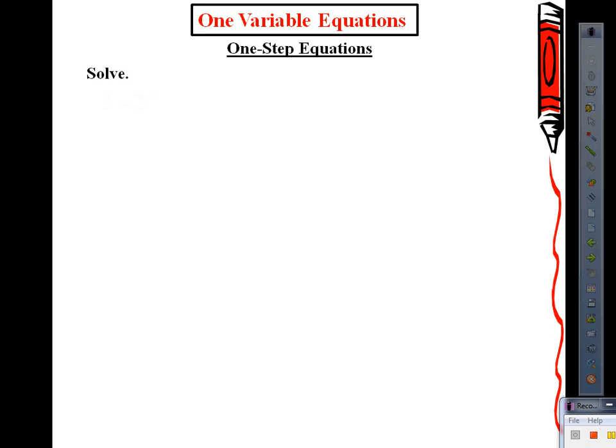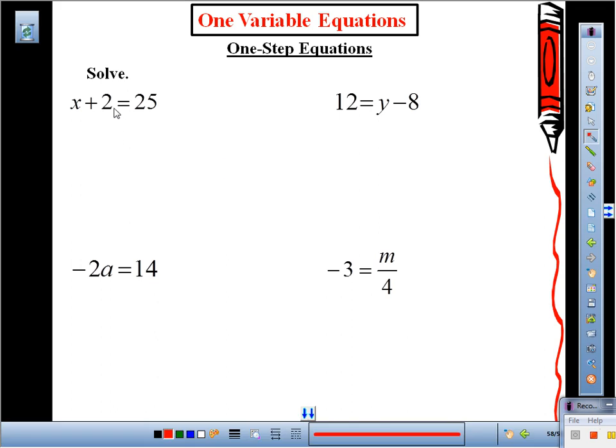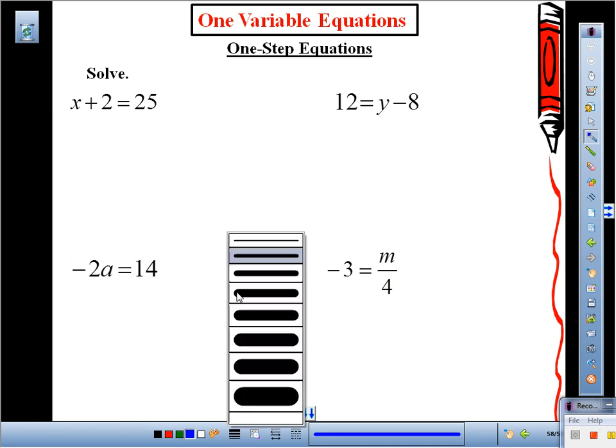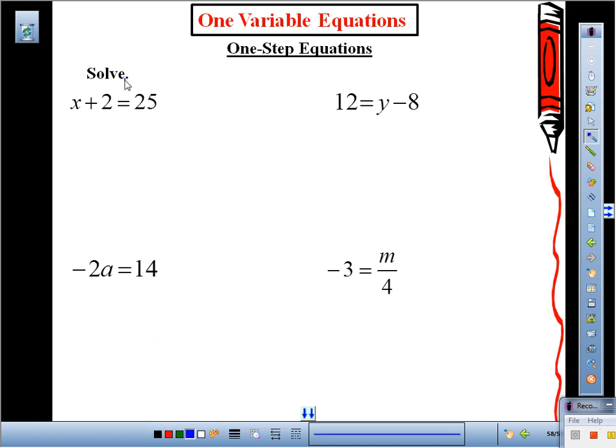Here's 1. x plus 2 equals 25. Here's another. And don't copy these. I'm just going to go over this myself. 12 equals y minus 8. Negative 2a equals 14. And negative 3 equals m over 4. Okay. So I'm going to do the first one, this one right here, step by step, so you guys can see the process. So, to start off, line down the equal sign.